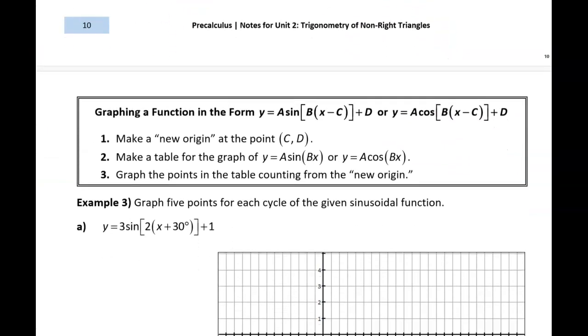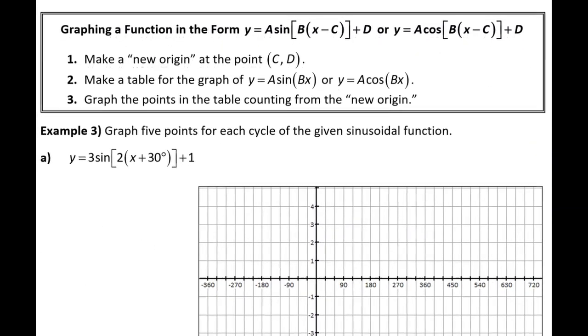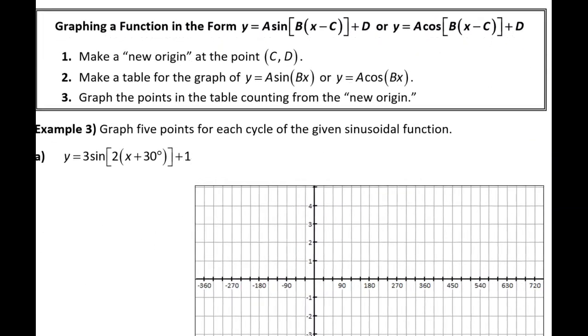All right, now let's check out graphing a function in the form a times sine of b times x minus c plus d, or the same thing with cosine. What we're going to do is use a technique that I think you used in Algebra 2, making a new origin using the vertical and horizontal shift. So the very first thing we're going to do is make a new origin, and then we're going to create a table of values that just doesn't have the shifts in it. So we're going to take out our x minus c and our plus d. And then we're going to graph the points in the table counting from the new origin.